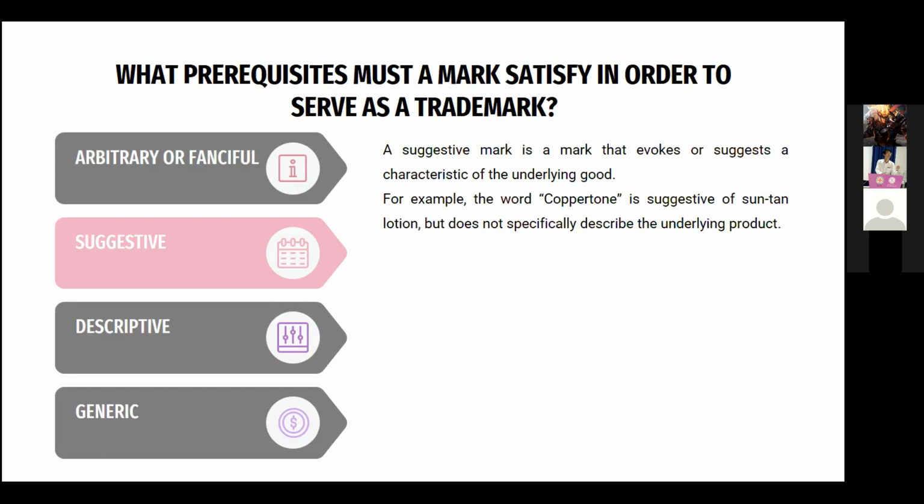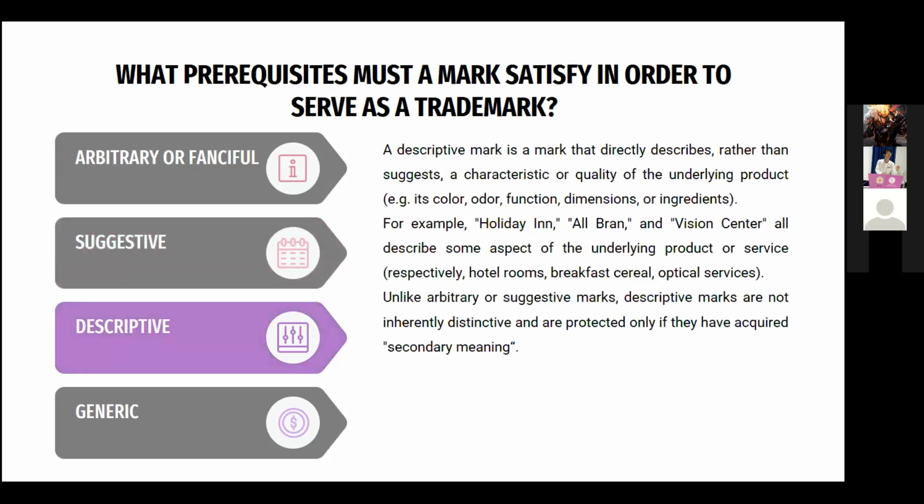The third, a descriptive mark, is a mark that directly describes rather than suggests a characteristic or quality of the underlying product, its color, function, or dimension. For example, Holiday Inn, Raisin Bran, or Vision Center all describe some aspect of the underlying product or service, respectively hotel rooms, breakfast cereal, and optical services. They tell us something about the product.